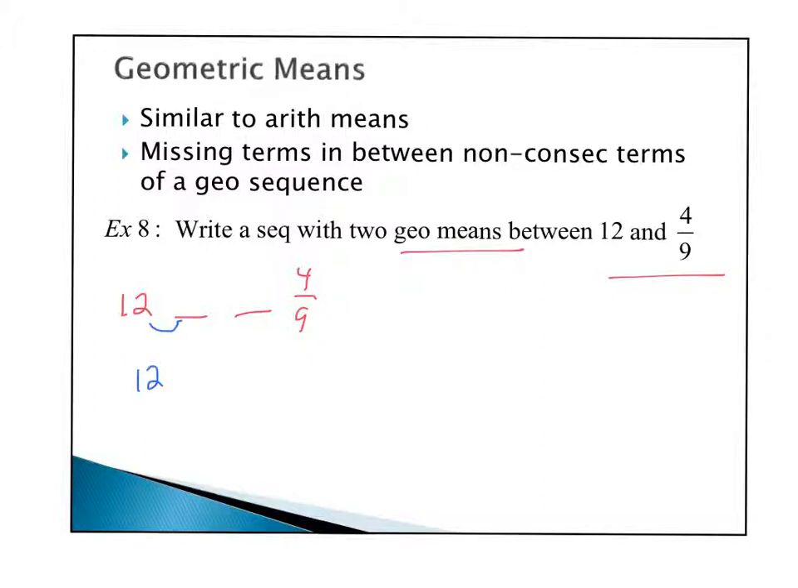So 12 times r times r times r, so times r cubed equals 4/9. Then I can go ahead and divide by 12, and that gives us r cubed equals 1 over 27, and I can cube root to get 1/3. So now, to fill in my missing terms, 12 times 1/3 is 4, times 1/3 is 4/3, times 1/3 again gives me 4/9.